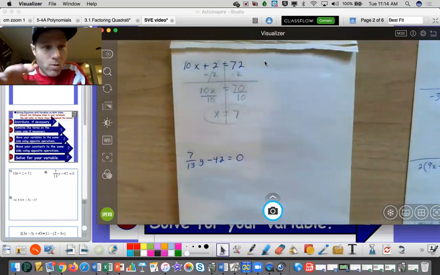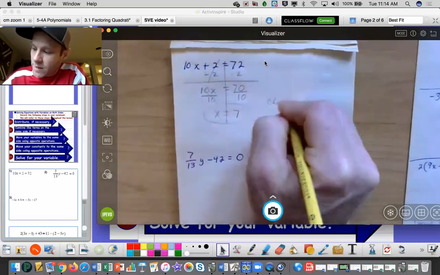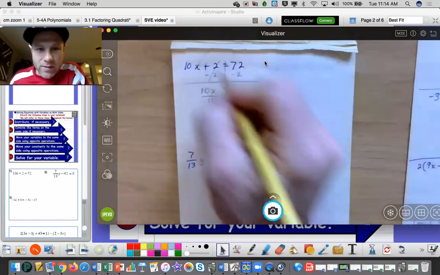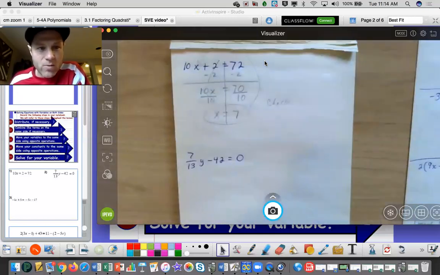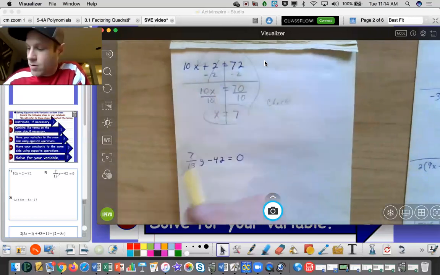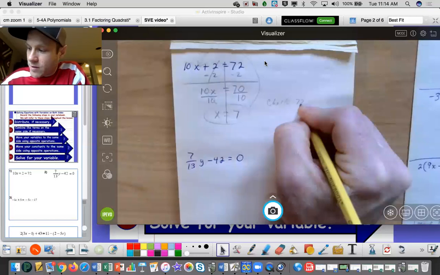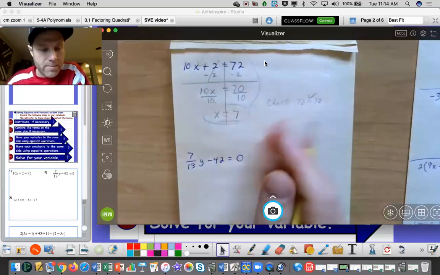Okay, now the nice thing about equations is no matter what, your answer better be really the answer. It better work when you plug it back in. So one thing to do to check it is to take this 7 and stuff it back into the equation and then do the math. Do 10 times 7, which is 70, plus 2, which is 72, and that's true. 72 does equal 72, so we know that this 7 is the correct answer, 100%.